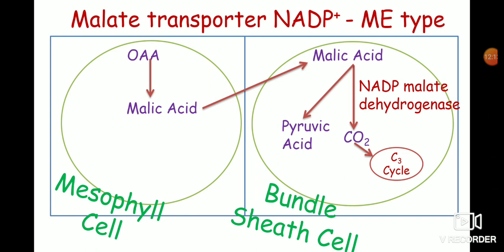The carbon dioxide which is released is accepted by the RuBP and the C3 cycle takes place. The pyruvic acid then moves to the chloroplast of the mesophyll cells where it gets phosphorylated to form the phosphoenol pyruvic acid and the C4 cycle continues.